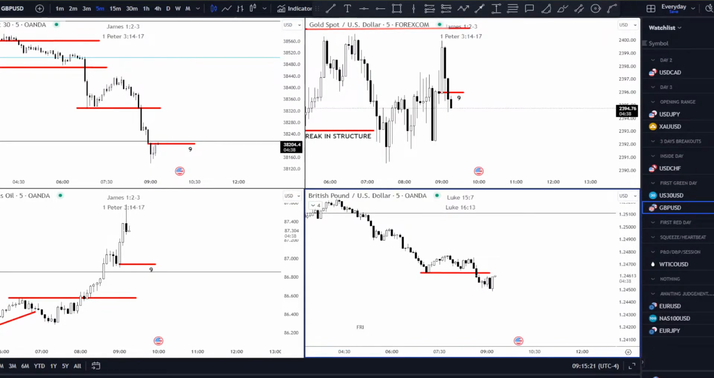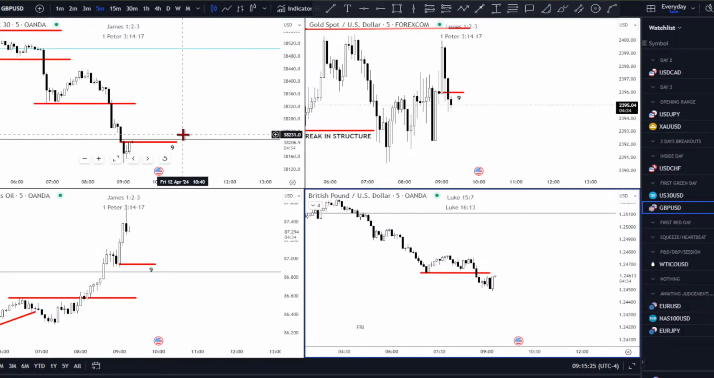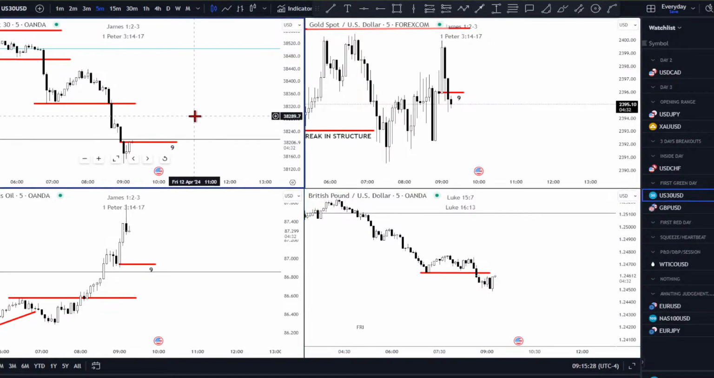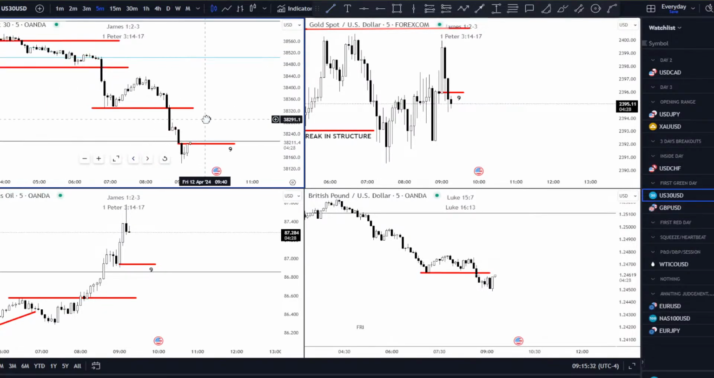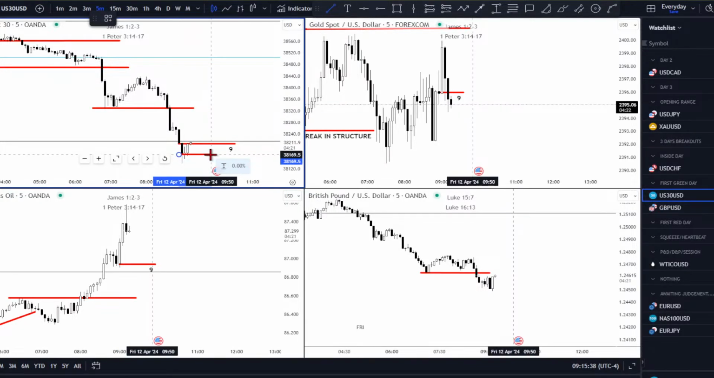Keaton, I'm inclined to agree with you. Now they did just put in a middle structure on oil, which is not exactly the worst thing. 9 o'clock. Let's see if they trade back down into that.